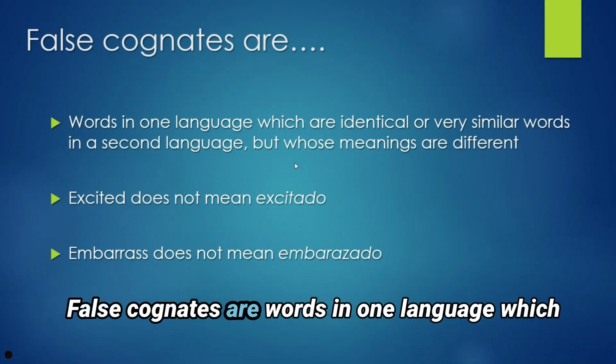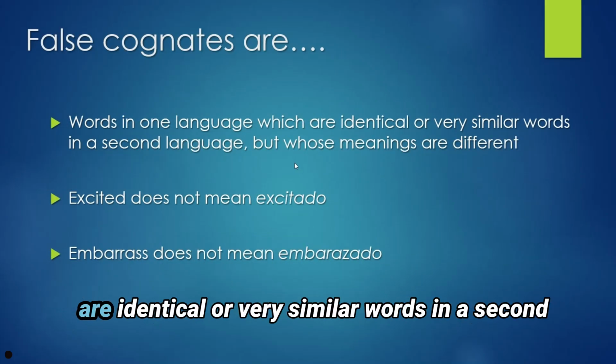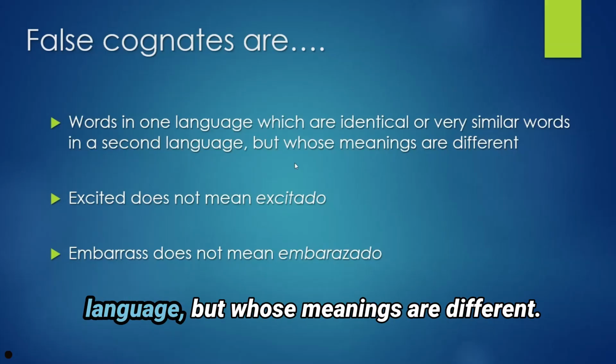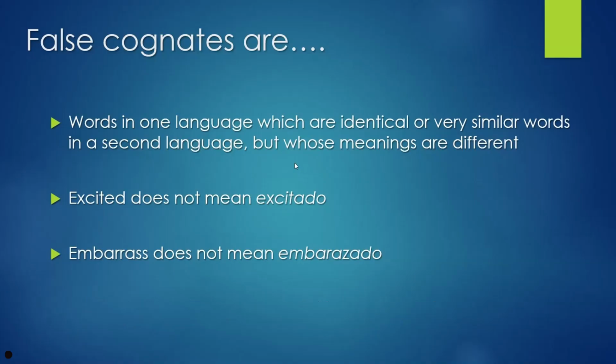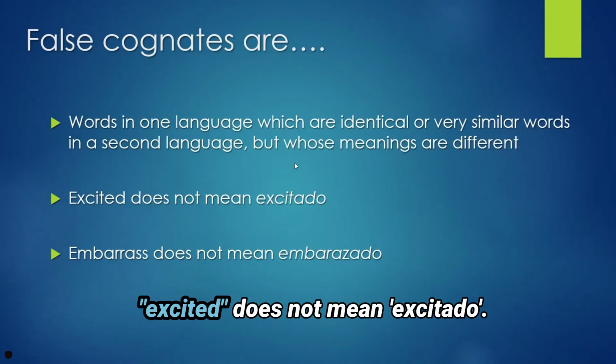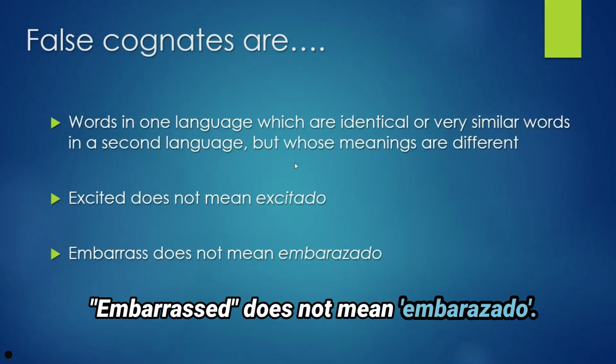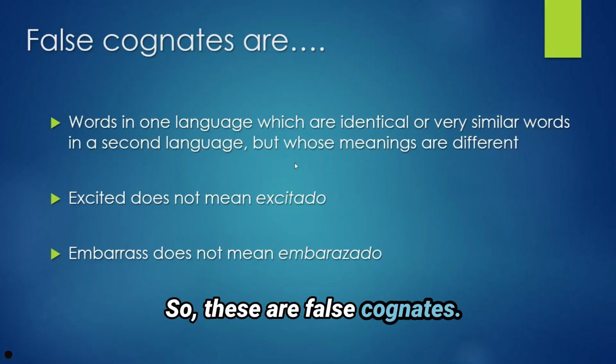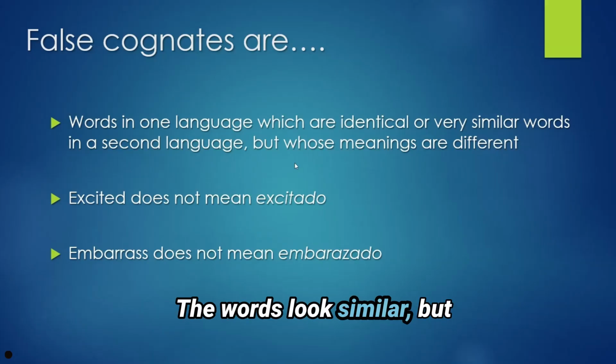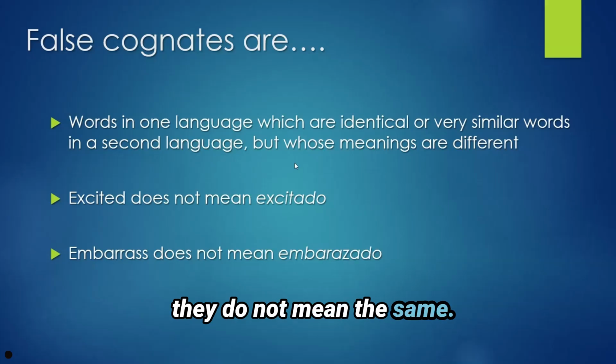False cognates are words in one language which are identical or very similar to words in a second language, but whose meanings are different. From the examples above, excited does not mean excitado. Embarrassed does not mean embarazado. So these are false cognates. The words look similar, but they do not mean the same.